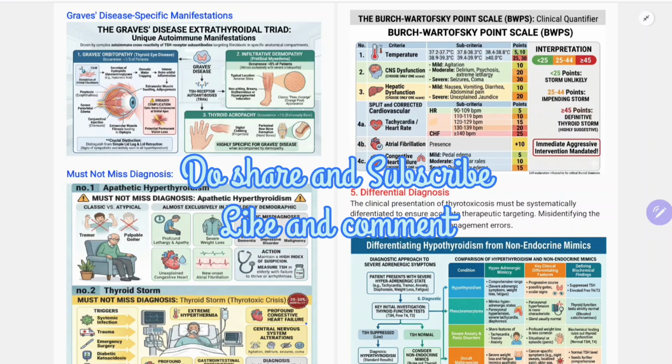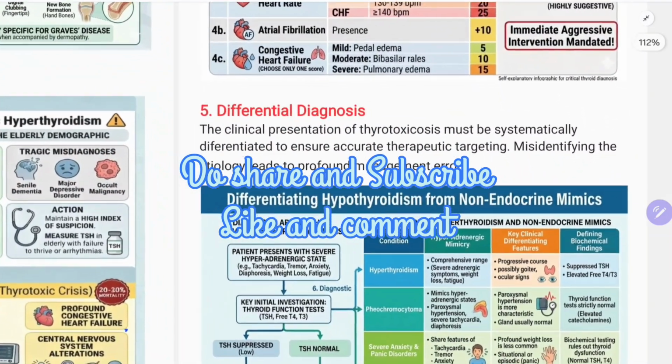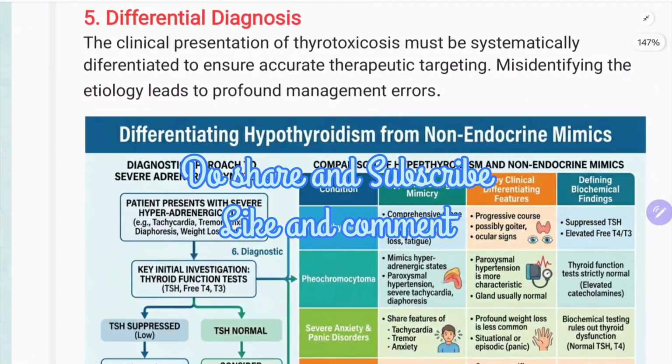So we are discussing the topic of hyperthyroidism. Let's move forward with the name of Almighty. So, coming to the differential diagnosis.